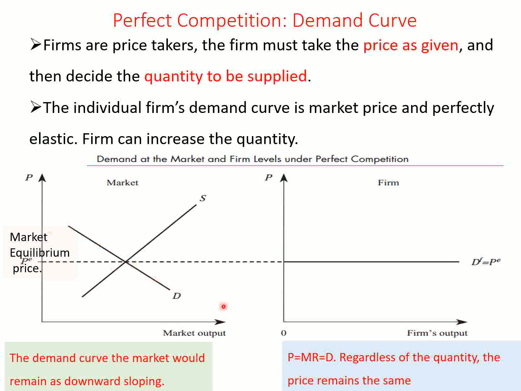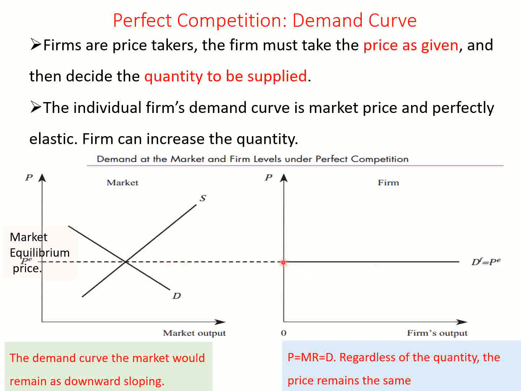This is what we call the law of demand and the law of supply. When the demand curve intersects the supply curve, this point is the equilibrium point, and the corresponding price is the equilibrium price, and the corresponding output is the equilibrium output. This price is just taken by an individual firm. An individual firm takes this price, the price determined by the market forces, that is demand and supply.